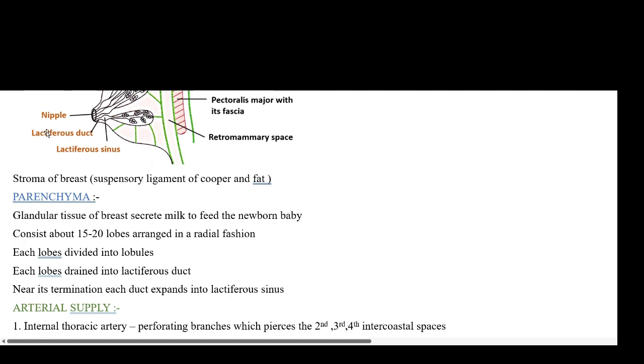Next, the third part of the breast is called parenchyma. Parenchyma is a glandular tissue of the breast which mainly helps in the feeding of the newborn baby. It consists of 15 to 20 lobes. Lobes are converted into lobules, and lobules are drained to the outside with the help of lactiferous duct. Before the termination, it has a bulginess which is called the lactiferous sinus.